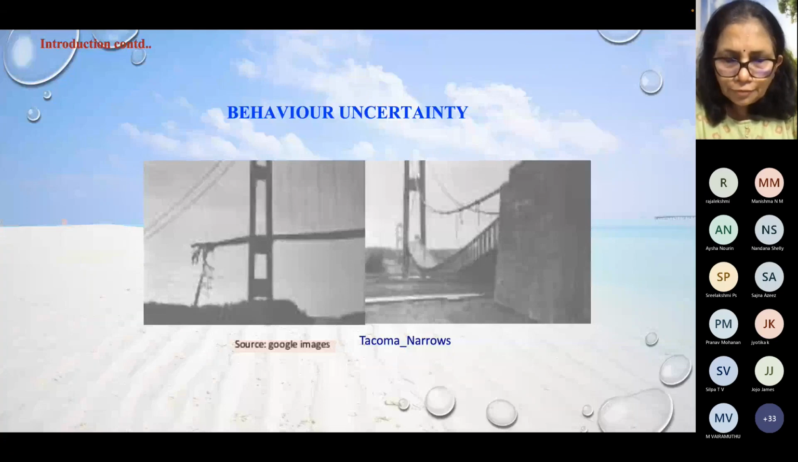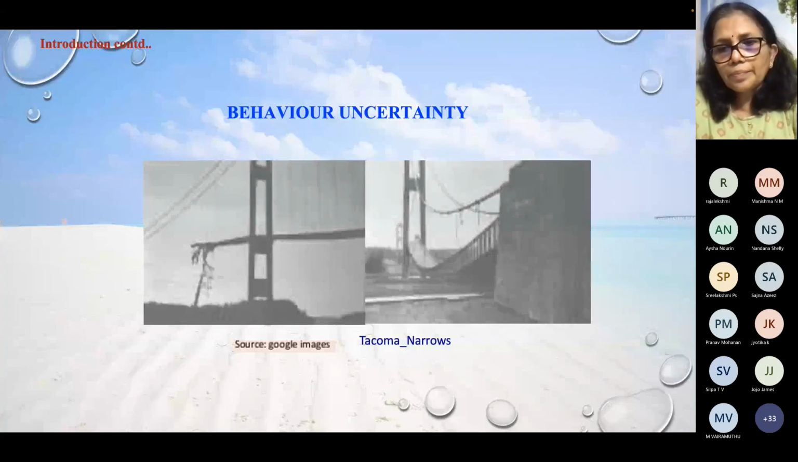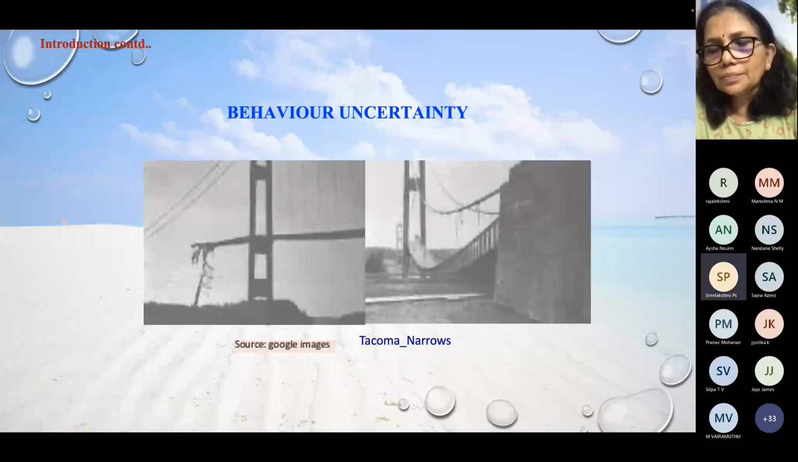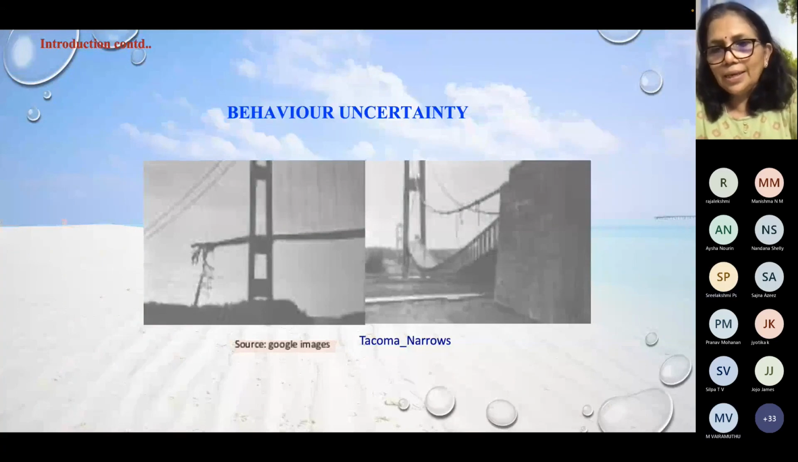And if the natural frequency and the external load frequency match, what will happen? Failure. Why will it fail? What happens when the frequencies match? Resonance. Excellent, excellent. Resonance. Okay. So when resonance happens, what happens?